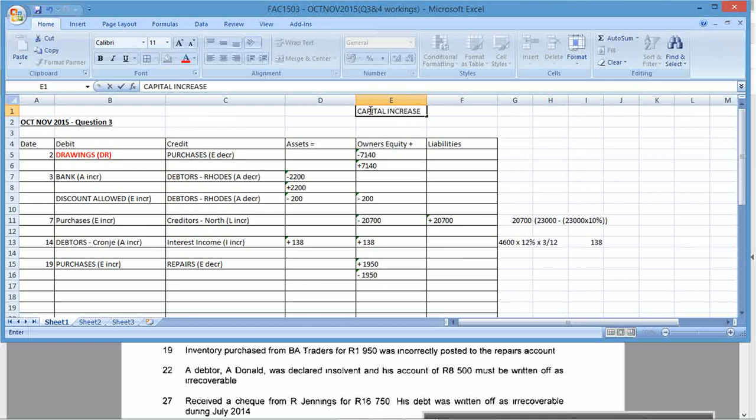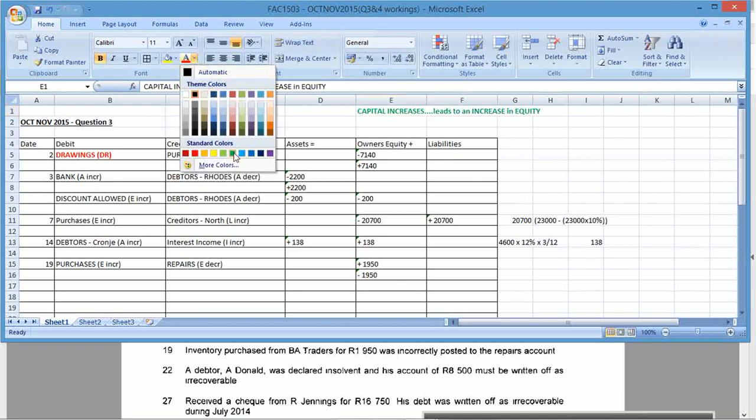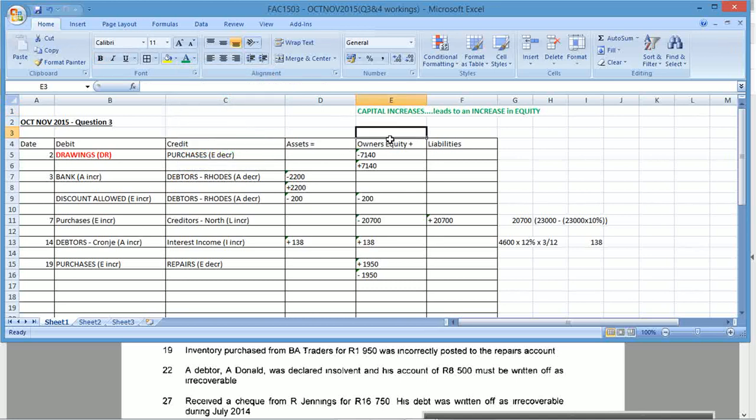Capital increases leads to an increase in owner's equity. Correct, equity. Let's just write equity down. I just want you to explain why. I'm actually lost with this term. What term? Capital increases leads to increase in equity. Could there be a capital decrease? Yes. But if it's a capital decrease, that means you're actually taking from the business, which is drawings, not capital. Changes what it is. Okay, so income and capital will increase owner's equity.